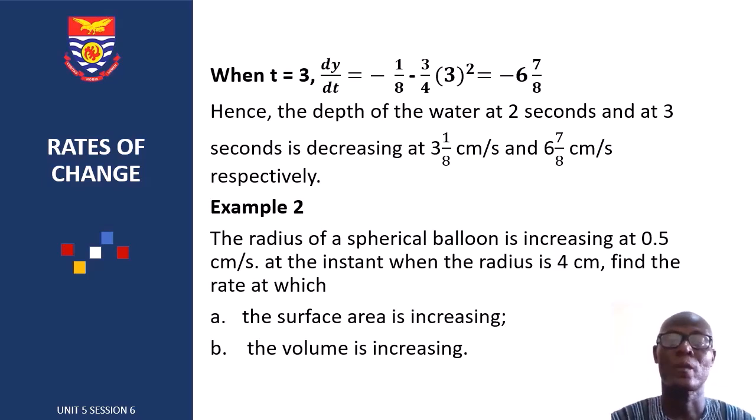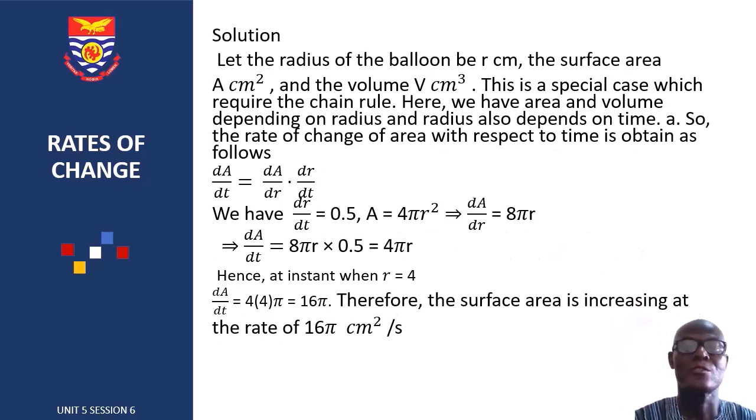Example 2. The radius of a spherical balloon is increasing at 0.5 centimeters per second. At the instant when the radius is 4 centimeters, find the rate at which A, the surface area is increasing, and B, the volume is increasing. Solution. We let r be the radius of the balloon, A centimeter squared be the surface area of the balloon, and V centimeter cubed be the volume of the balloon.